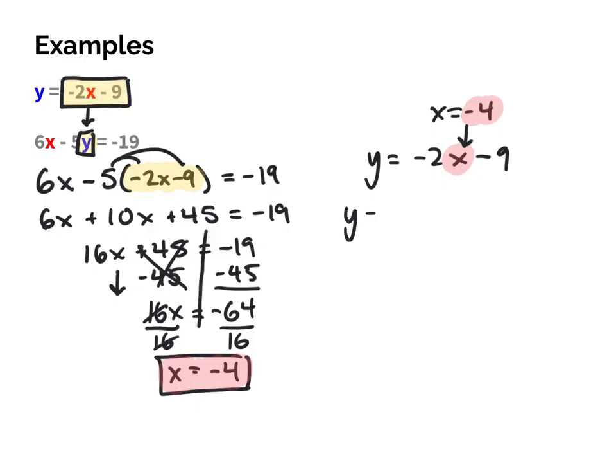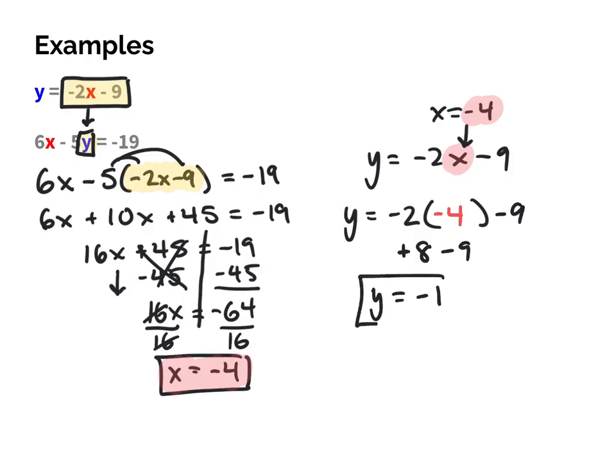I would have y equals negative 2. Now, negative 2x means I'm multiplying. So I'm going to do negative 2 times the value of negative 4, which I have for x. And then at the end, I'll subtract 9. Simplifying this, negative 2 times negative 4 would give me positive 8, minus 9 tells me that y equals negative 1. So in the end, I get x equals negative 4 and y equals negative 1. And those would be my two values for x and y that make these equations true.